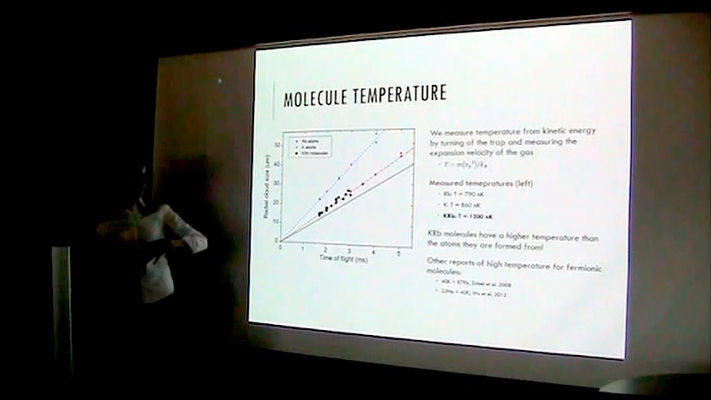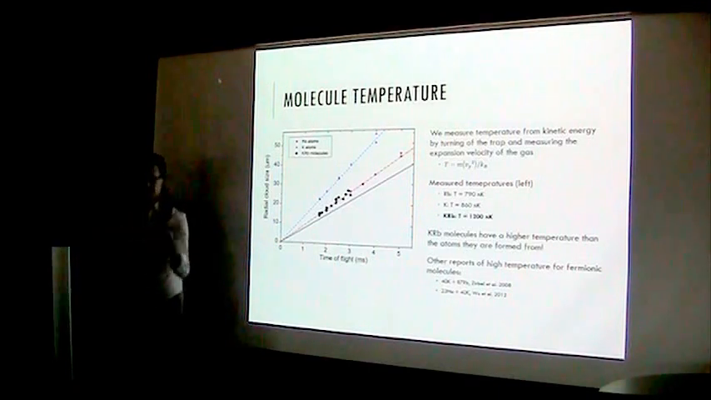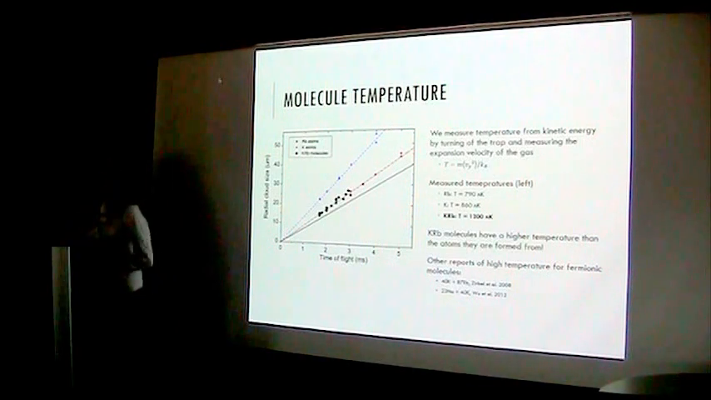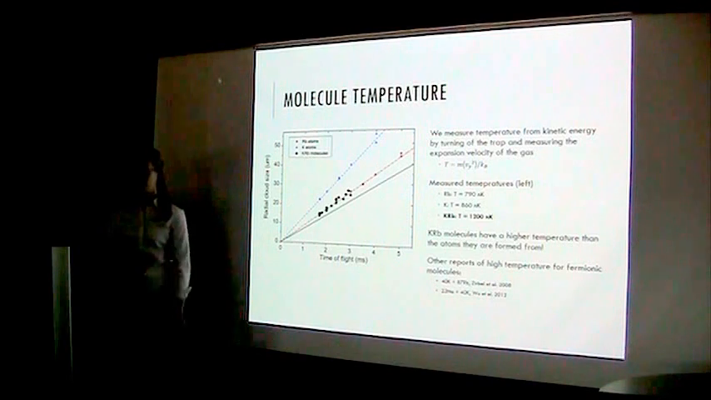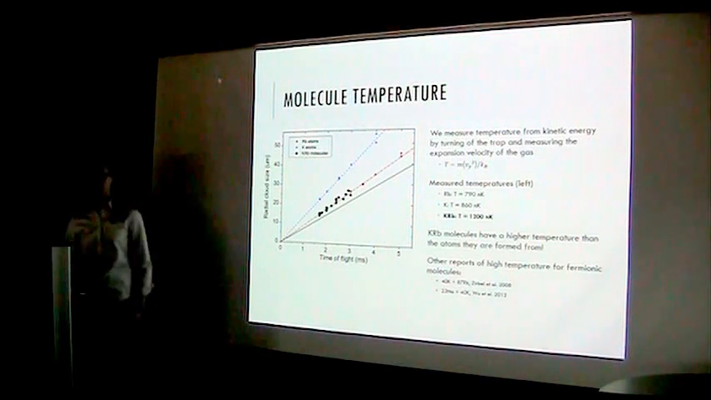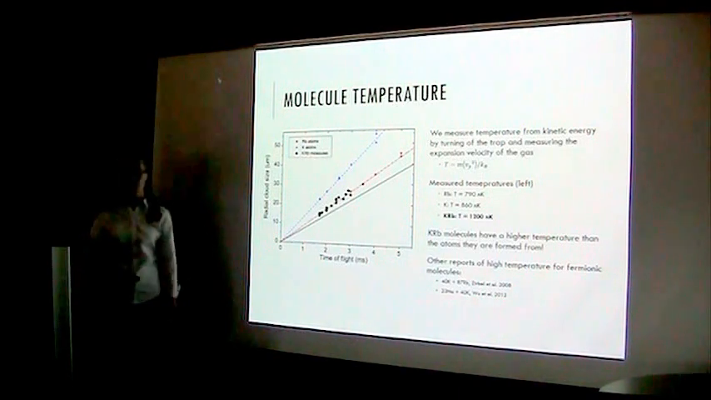And because the motivation for these studies was to study how hard it is to make a degenerate Fermi gas of molecules anyways, we also studied the temperature of these molecules. And this actually turned out to be kind of a more interesting story. There's not as clear an explanation as to why the quantum statistics of the molecules would affect their temperature. They're not quantum degenerate. They're a T over TF of 1 or so.